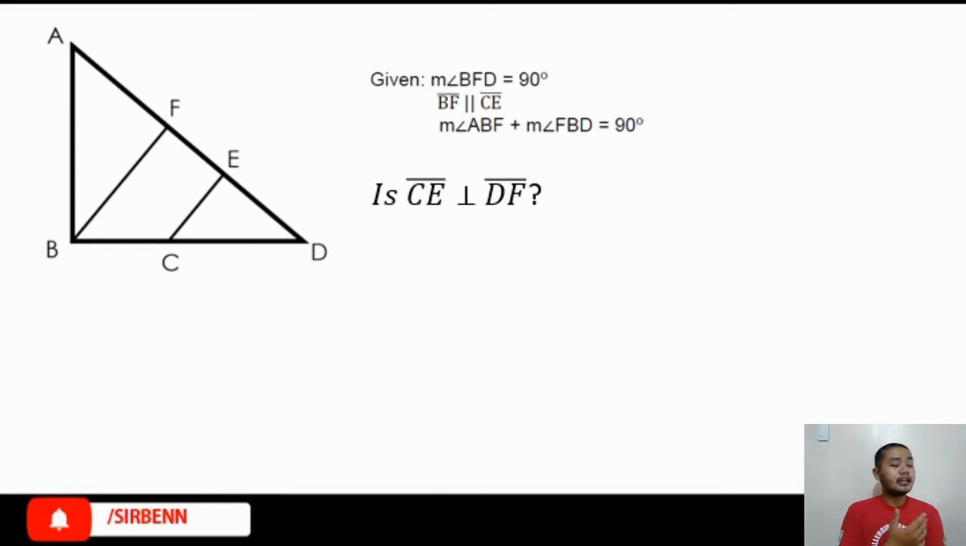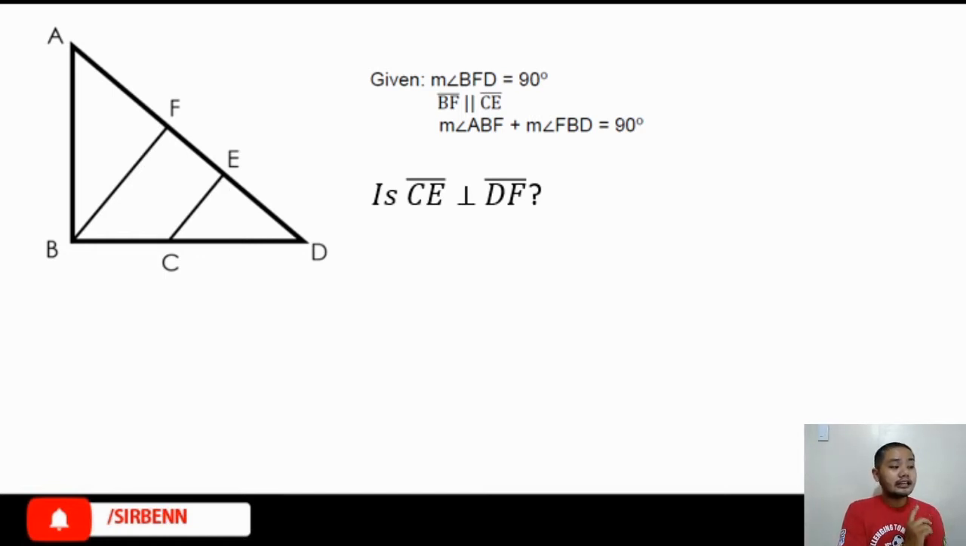So CE, nasan ba? Tingnan muna natin yung mga conditions. BFD is 90 degrees. So ibig sabihin, right angle ito. Tapos BF is parallel to CE. Tapos measurement of ABF plus the measurement of angle FBD is equal to 90. So ibig sabihin, right angle. So ito yung mga based sa given. Right angle ito, and then itong dalawang lines na to, parallel. Ang tinatanong ngayon dito is CE perpendicular to BF. Yes or no? Okay, observe properly.